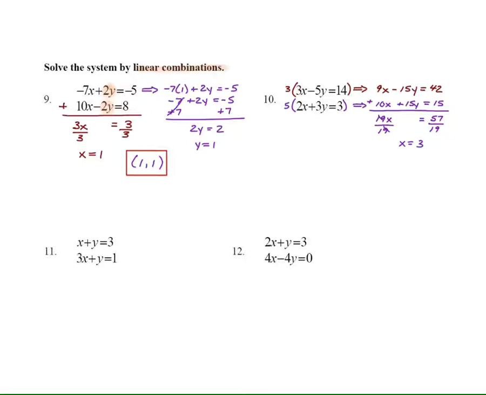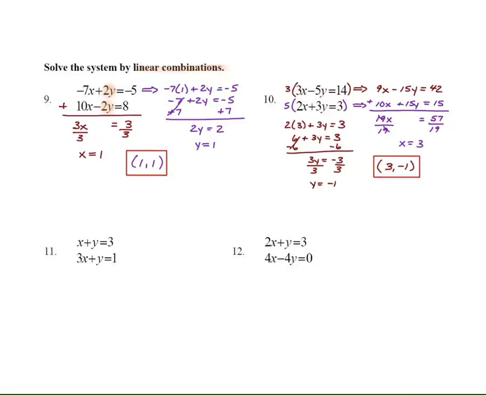Now that I have my x value, I need to find my y value by taking that x value 3 and substituting it in for one of my x's. So I'm actually going to use the bottom equation. So 2 times 3 plus 3y is 3. All I've done is replaced x with 3, and then now I need to solve for y. So subtract 6 from both sides. 3y is negative 3. Divide both sides by 3, y is negative 1. So my answer should be the ordered pair 3, negative 1.